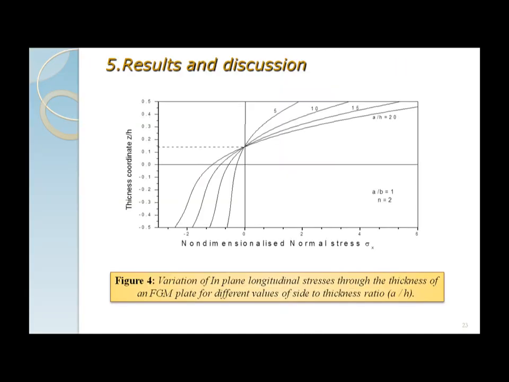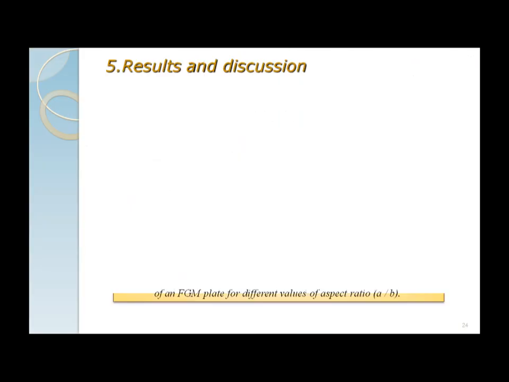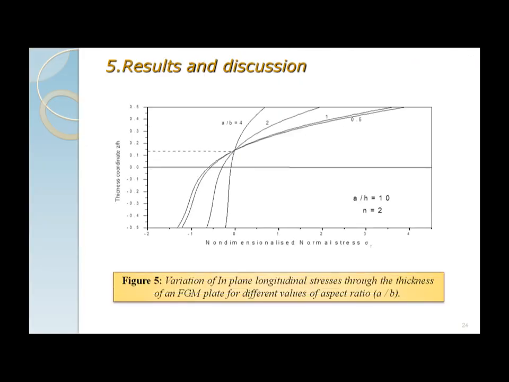Figures 4 and 5 show the distribution of longitudinal stress in the plane through the plate thickness. We can also say from figures 4 and 5 that the normal stresses sigma x and sigma y are compressive through the plate up to z equal to 0.149, and then they become tensile.